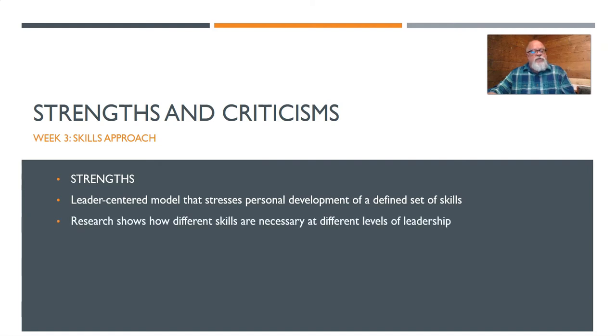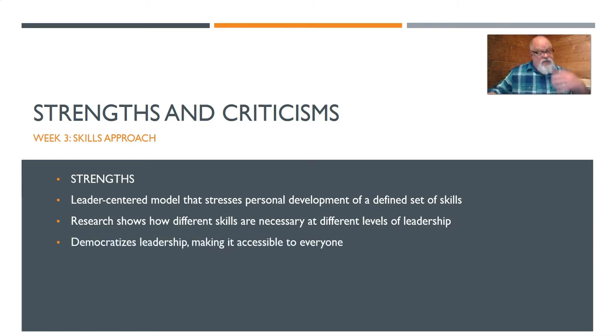Research shows how different skills are necessary at different levels of leadership. That's something we got here that we did not get in the traits approach. Traits just says blanket, if you've got these traits, you're going to do fine. The skills approach says, well, here you need these skills, and maybe somewhere else you need a different set of skills. So that's nice to see. As the first we see of that, we're definitely going to see a lot more of that thinking as we move through the semester. Democratizes leadership, makes it accessible to everyone.